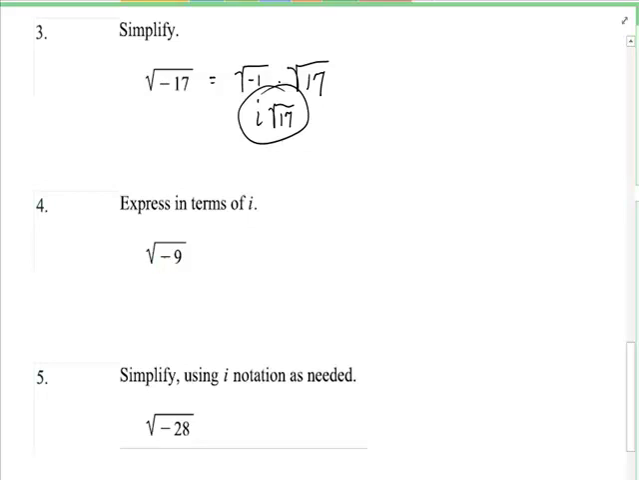Number 4 looks familiar. I think it is a repeated problem. You'll probably not have repeated problems in your homework, but it's going to be the square root of -1 times the square root of 9, which is i times 3, and we would write that as 3i.